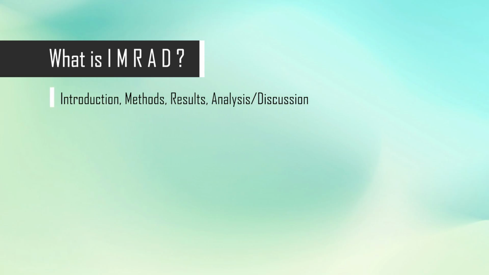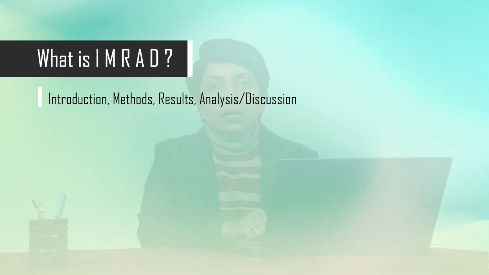It is the abbreviation for a generic structure of writing, which is introduction, method, results, analysis, and discussion. So IMRAD is a standard structure of a critical paper, which follows introduction, methods, result, analysis, and discussion as the sequential subparts of an academic writing.